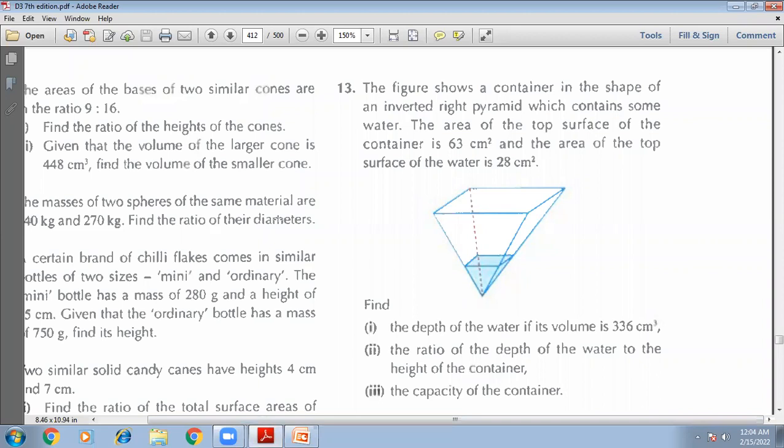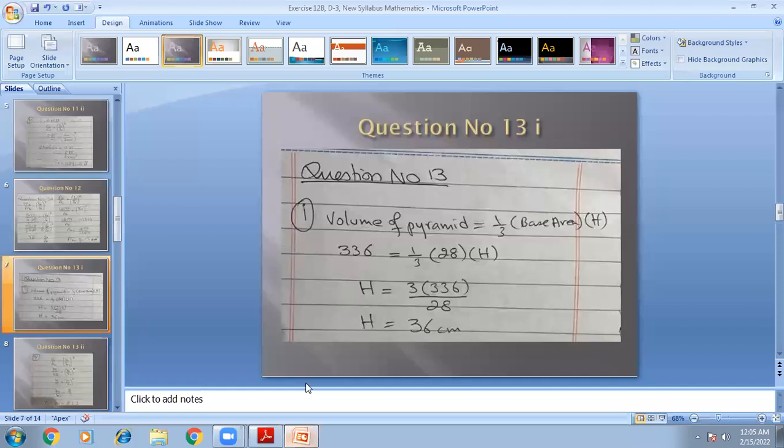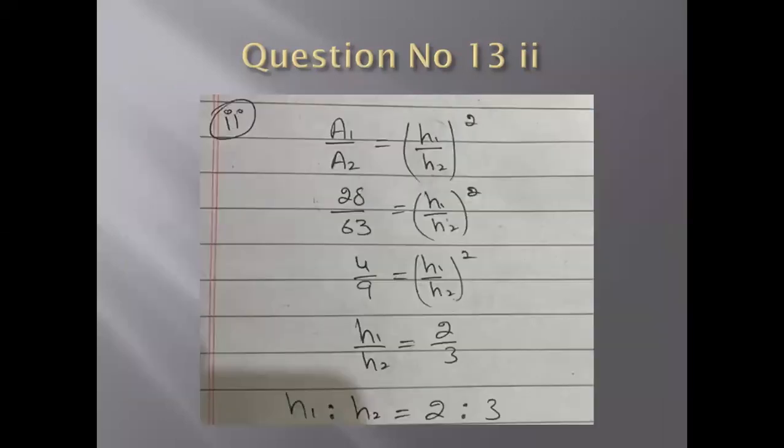Then it says, find the ratio of the depth of the water to the height of the container. Let me show you how this is done. We just found the depth of the water is 36. Area 1 by area 2 will be height 1 by height 2 whole square. So area 1 is 28 and area 2 is 63, equal to height 1 by height 2 whole square. We can cancel 28 and 63 with a table of 7, so you will have 4 by 9 equals height 1 by height 2 whole square.